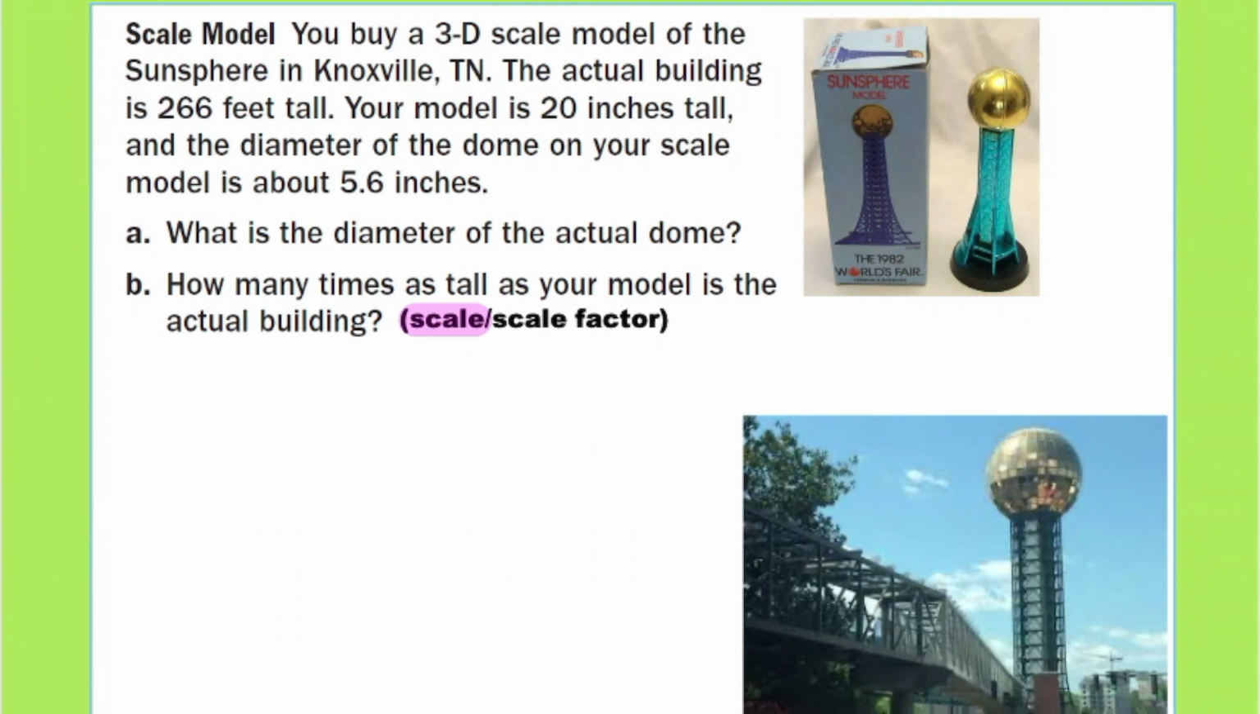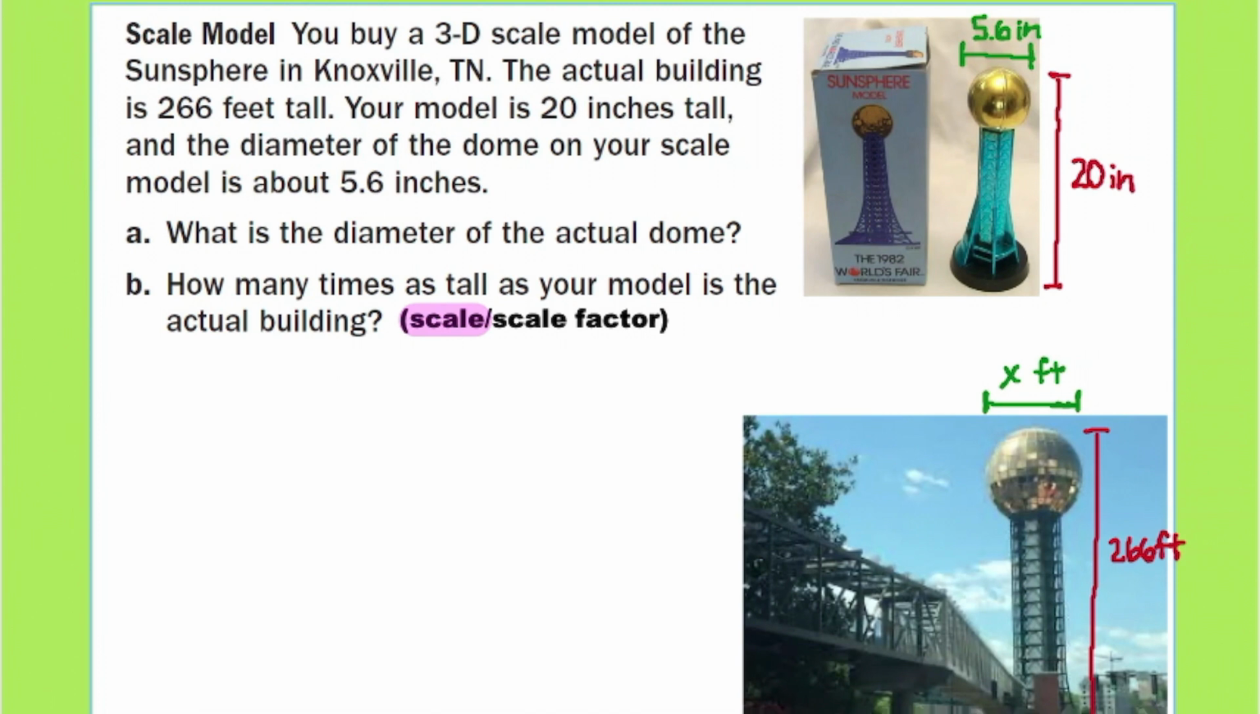Well, remember that scale models are built according to ratios. They should be proportional to each other. So if the height of this model is 20 inches, and the actual building is 266 feet tall, we can use that. The diameter on our model was 5.6 inches, and we are trying to figure out the diameter of the actual building. It turns out that we don't even have to convert anything from inches to feet here, because if I just compare inches to inches and feet to feet, I should be able to solve this proportion where my answer is in feet. So what is the diameter of the actual dome?